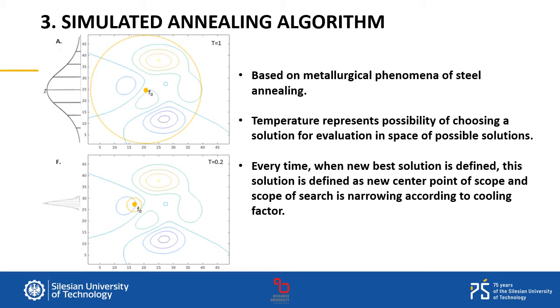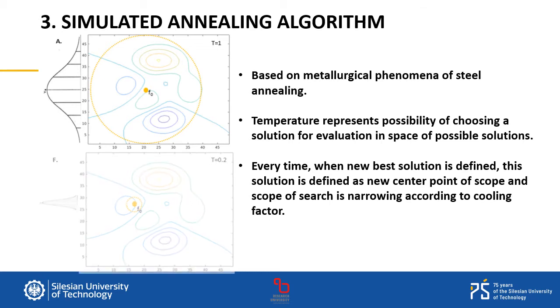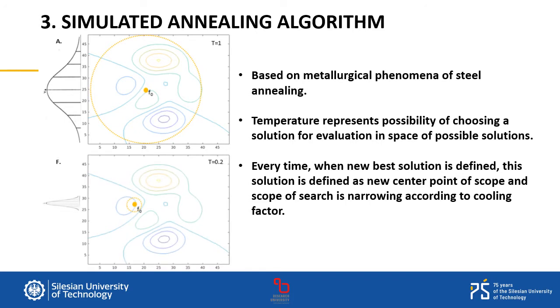For finding the final solution, a simulated annealing algorithm was chosen as suitable for this NP-hard problem. Simulated annealing is based on a metallurgical phenomenon. The algorithm searches for a solution in a range that is defined by a factor called temperature. It represents the possibility of choosing a possible solution given the scope of potential solutions. For each chosen solution, the objective function value is calculated, and the best scoring solution becomes the center of the new searching scope. The scope is narrowing every time a new best solution is chosen as the center point.